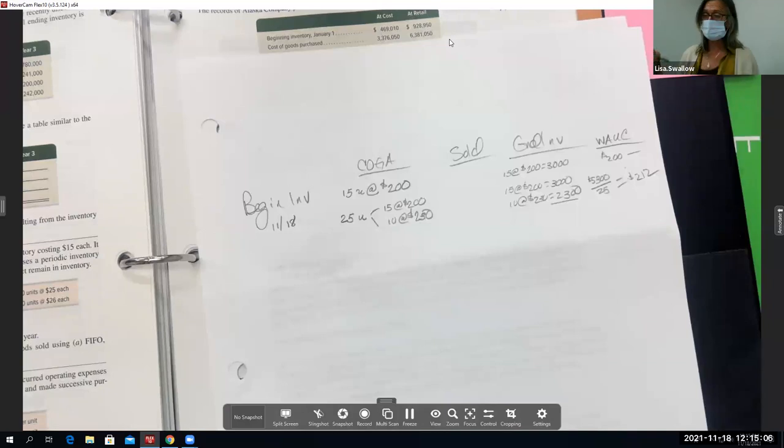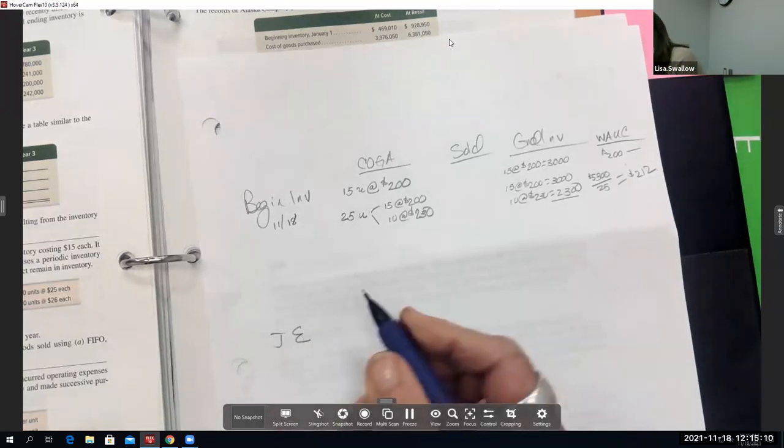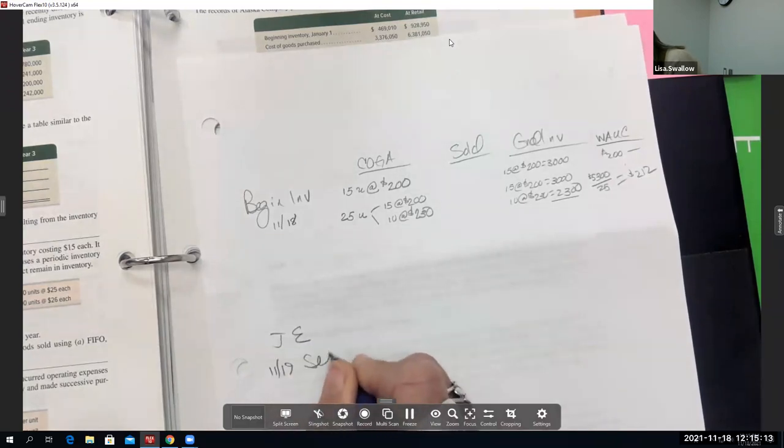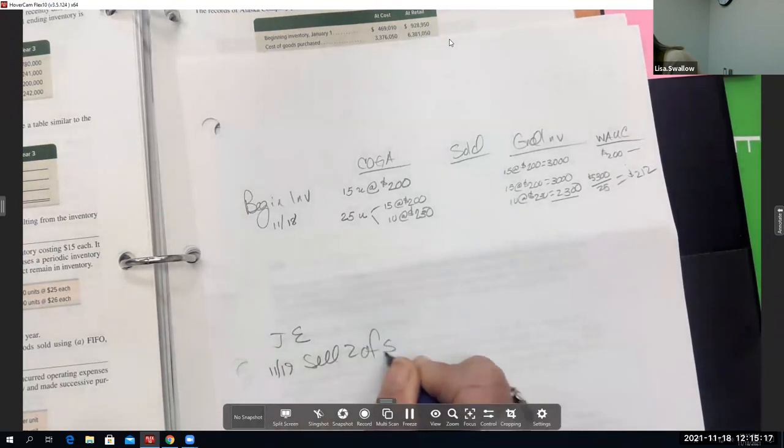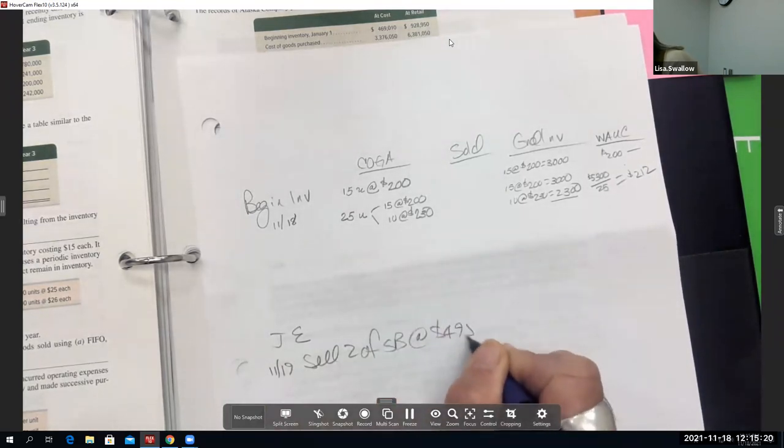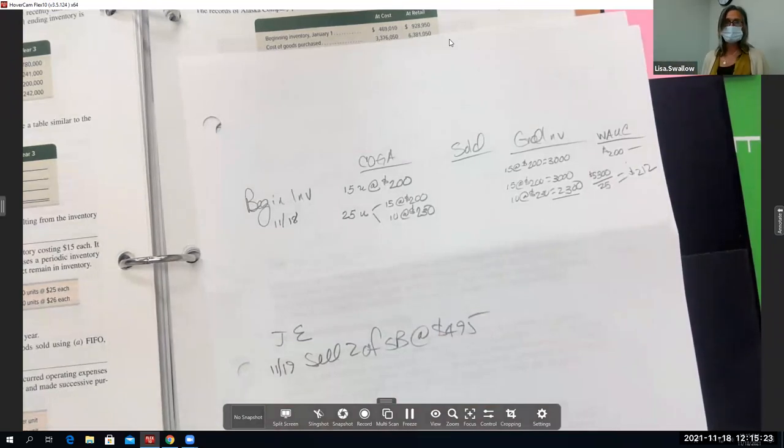Now, book the journal entry on 11/19 to sell two of these snowblowers at $495. Book the journal entry the next day. Guy comes in and he wants two of them, one for himself, one for his folks. Book it. And then we're going to do ending inventory calculation and call it good. Guy comes in, sells two of them, pays cash, Ace Hardware. There's no AR, no tax, easy peasy. He sold two snowblowers for $495 each.